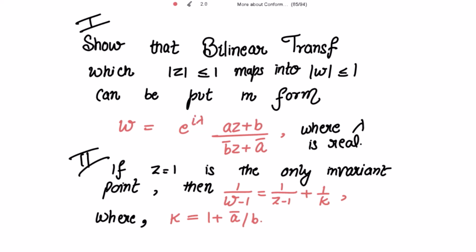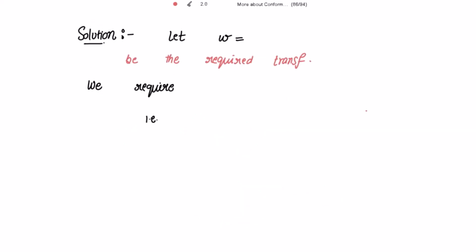And then secondly, if z = 1 is the only invariant point, then this bilinear transformation can be put into the form 1/(w − 1) = 1/(z − 1) + 1/k, where k is (1 + ā)/b. Right. So let's move on to the solution.